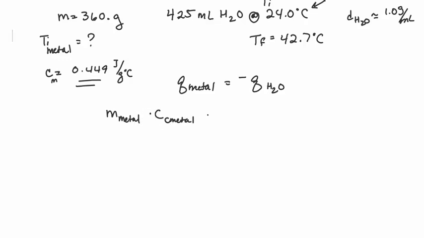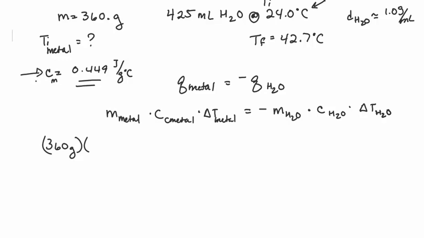So the M of the metal times the C of the metal times the delta T of the metal is equal to the negative M of the water times the C of the water times the delta T of the water. And then we fill in what we know. So we know the mass of the metal is 360.9 grams. And the delta T, I'm just going to leave this as delta T right now, even though we do have the final temperature of the metal, because the final temperature of the metal is going to be the final temperature of the water.